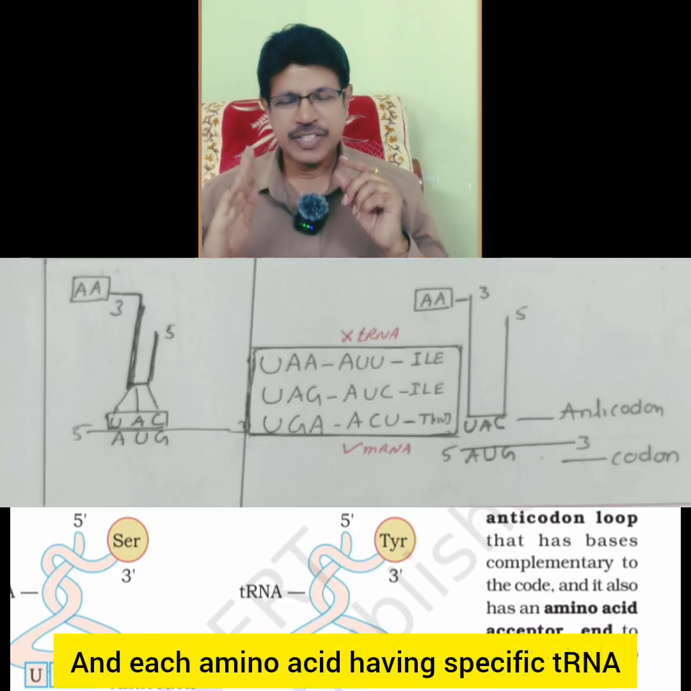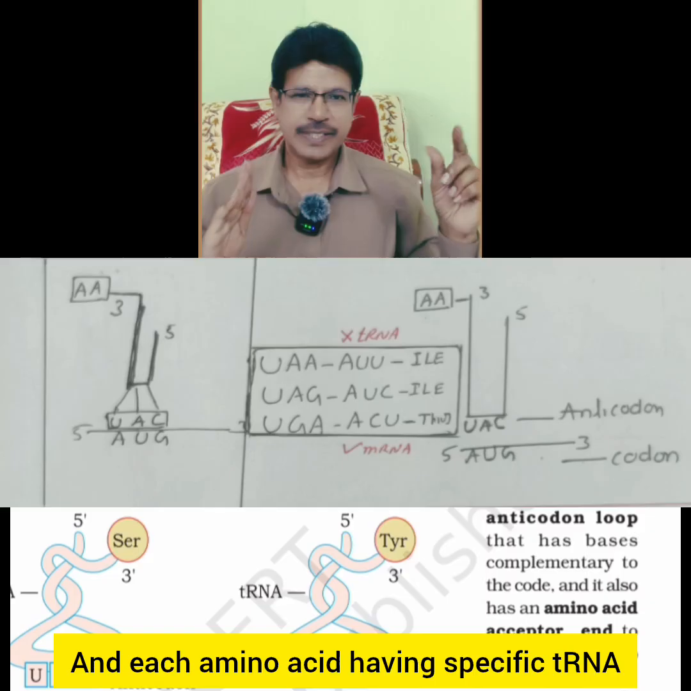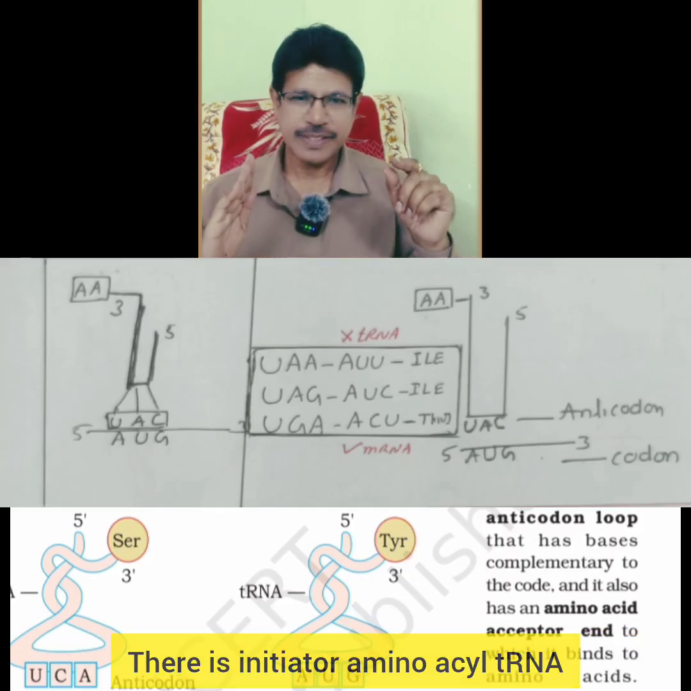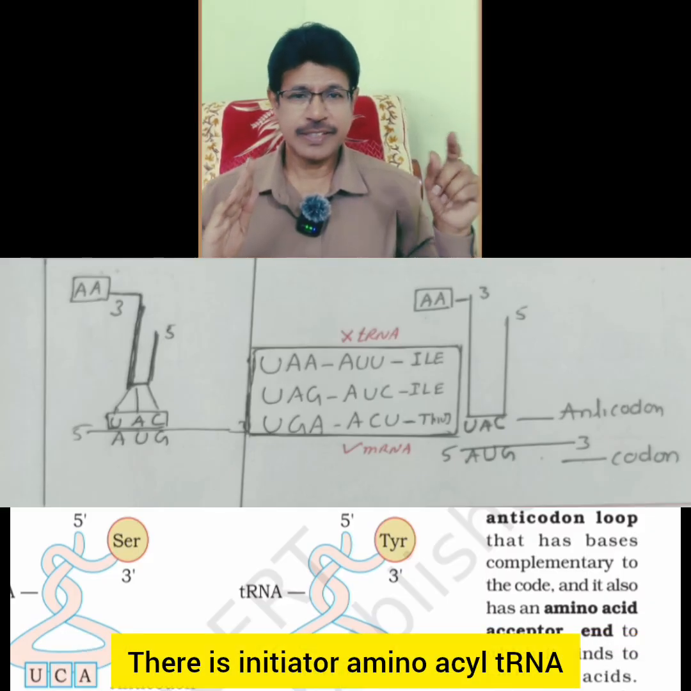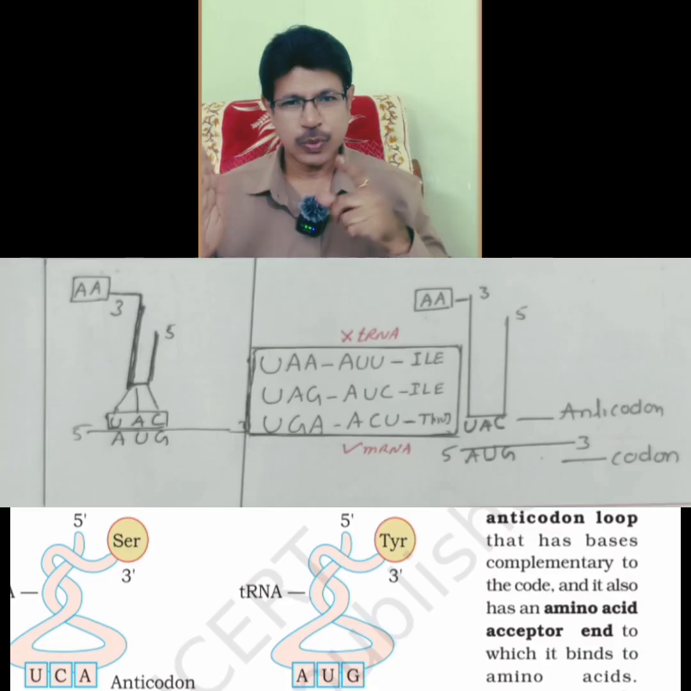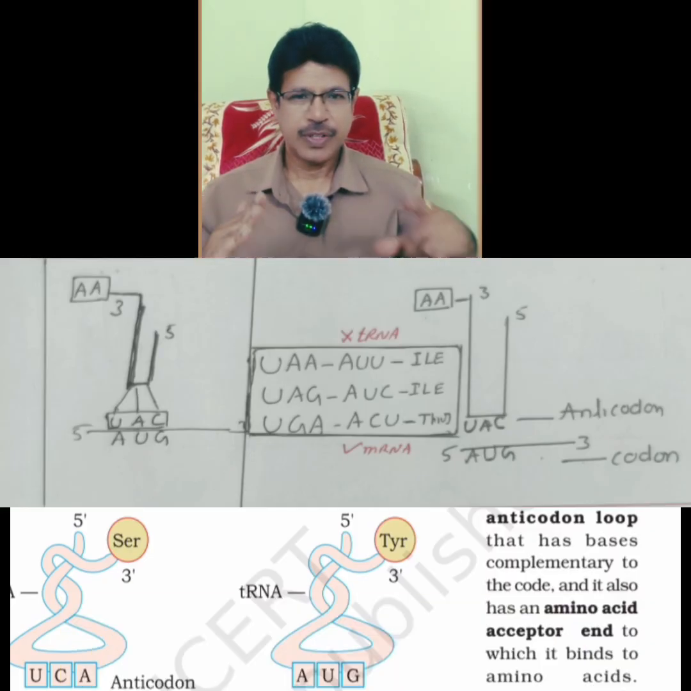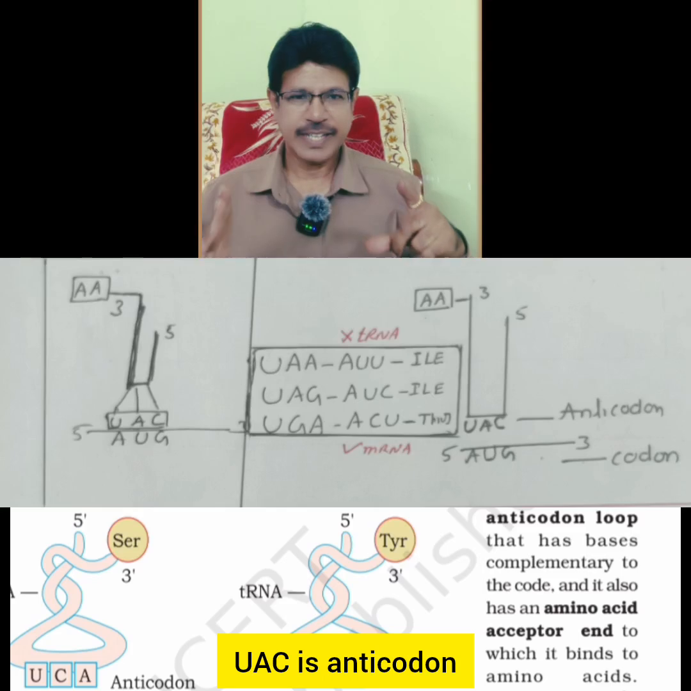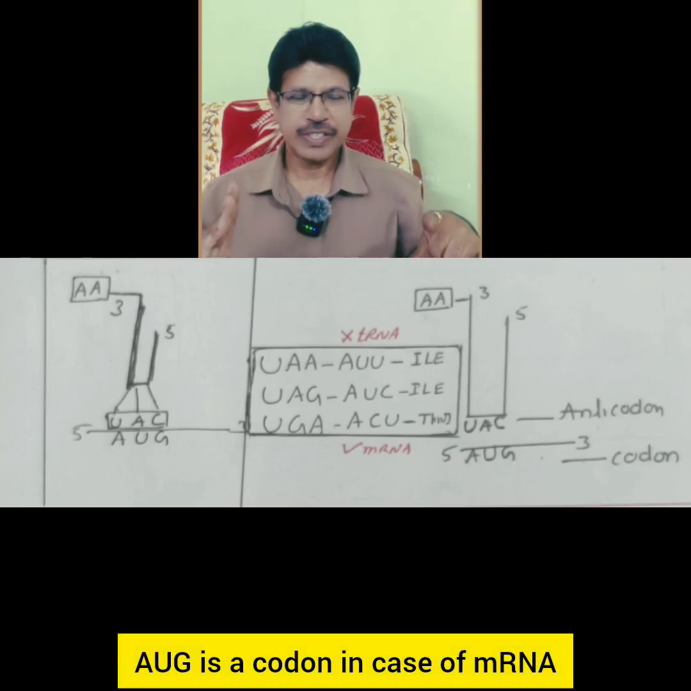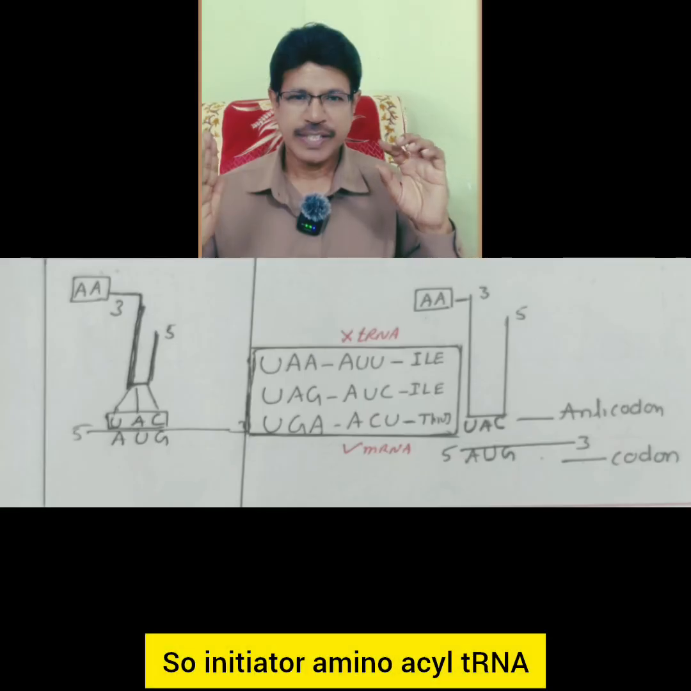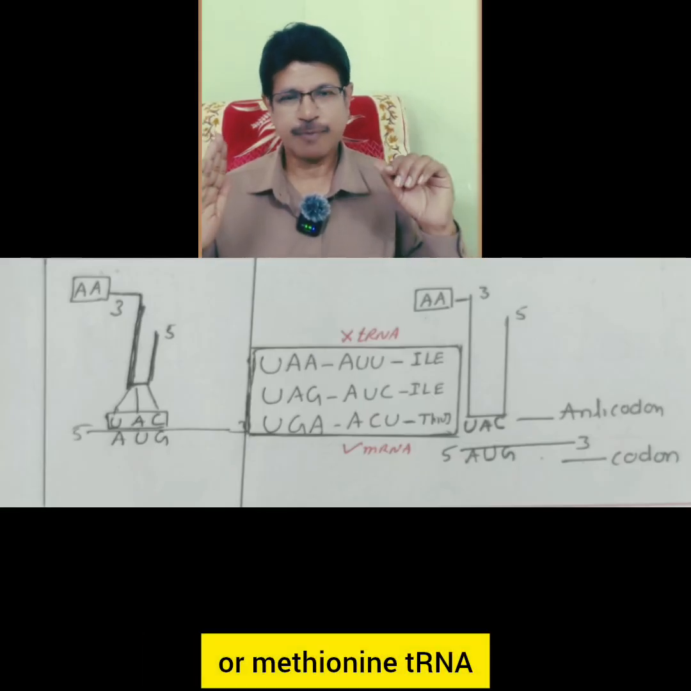Each amino acid has a specific tRNA. There is an initiator amino acid tRNA, that is methionine tRNA, whose anticodon is complementary to the codon of mRNA. UAC is the anticodon, AUG is the codon in mRNA. So that is the initiator amino acid tRNA, or methionine tRNA.